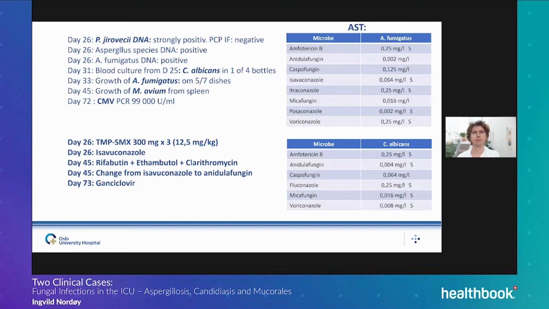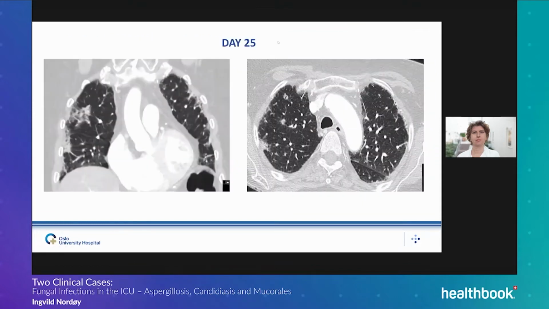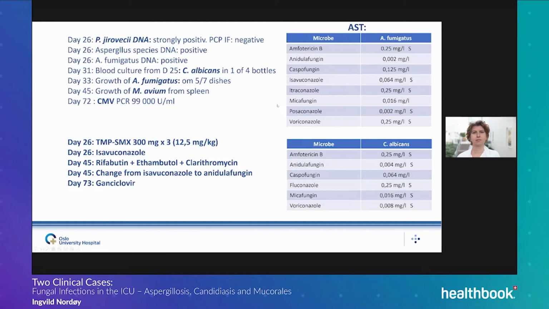And if we see how we treated her, of course, we started her on TMS for her pneumocystis. The day we got the answer about that, we thought actually her clinic was very much like it, although the CT scan wasn't that bad. We started her also on isavuconazole on the CT scans and the PCR answer. Because again, she was a heavily immunosuppressed lady, and of course should be treated.